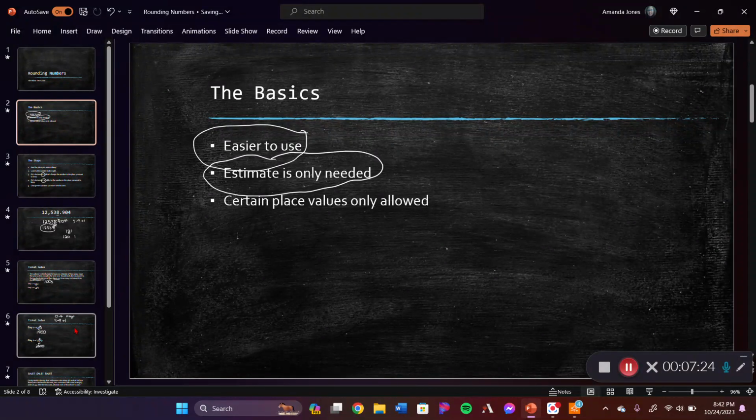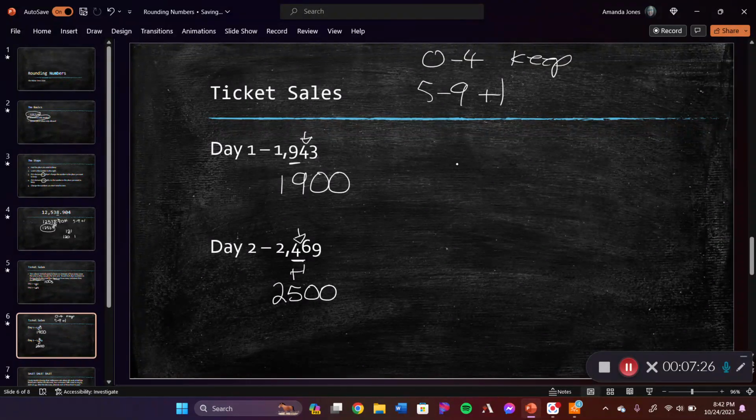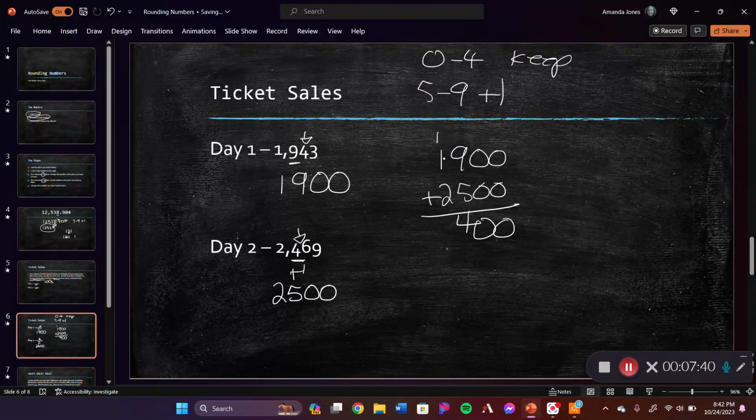Okay, so we did estimates. Now, estimates, so rounding numbers, is easier to use. Isn't it easier to add this than it is to add that and that, right? So bring down your zeros. 9 plus 5 is 14. Carry 1, 2, 3, 4. So roughly 4,400 people came. Okay, so they know that they need roughly that many lobsters.